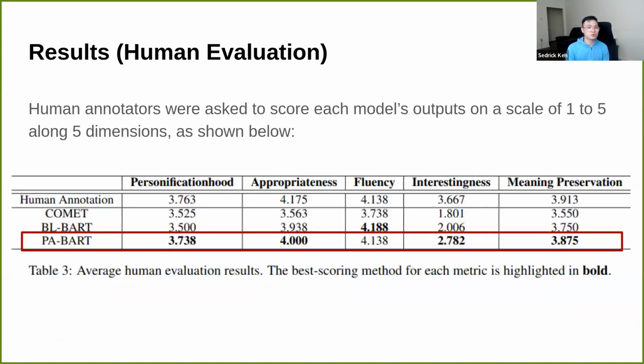Now, the true test will be human evaluations. We showed humans the outputs of each of the models, and we asked them to rate on a scale of 1 to 5. And they rated along 5 dimensions, which are listed here. The first one is personification. Is it a personification? To what degree is it a personification?